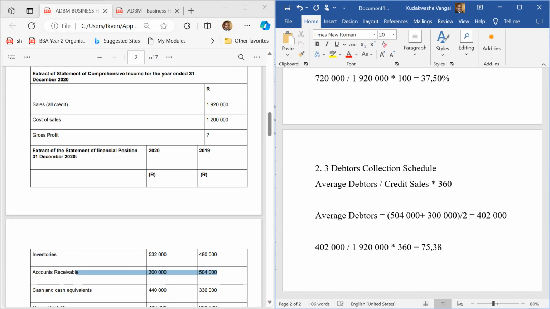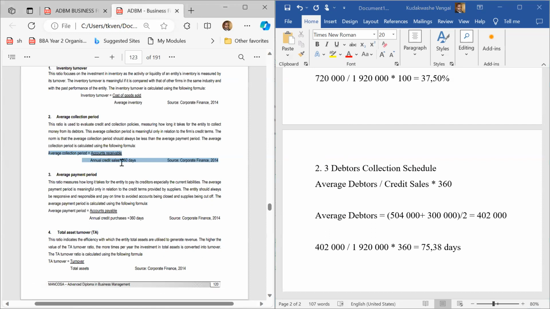75.38 days. But like I said, the trick for this question in particular is if you follow what is in the study guide, you will get a different answer. You will get a different answer if you follow exactly what is in the study guide.